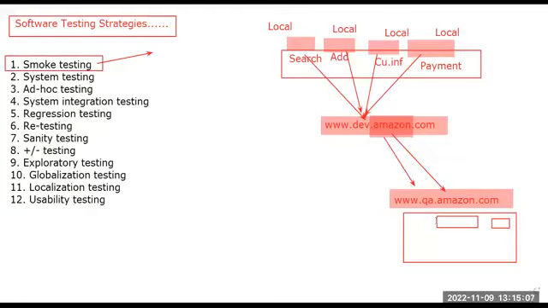Let's say we have a search feature here. Now you quickly want to check whether the search feature is working or not. What will you do? Can someone tell me? Let's say the search feature is available here. Now you want to check whether this search feature is working or not. What will you do?